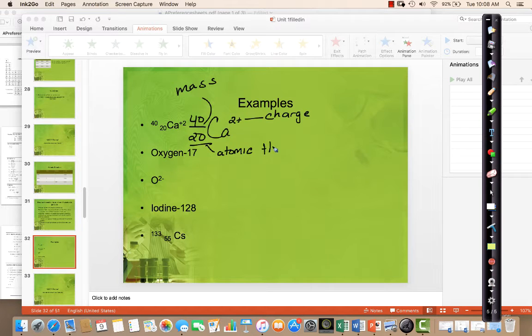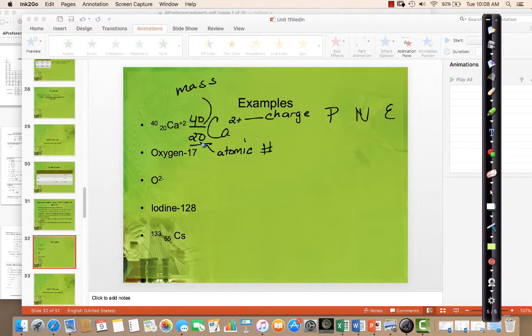Please make sure you write this stuff down, because you will see these symbols again. If I see this number on the bottom, that's the atomic number. The number in the top left corner would be the mass, and of course if it's on the right, it's charge. So for protons, neutrons, and electrons, let's figure out how many of each.